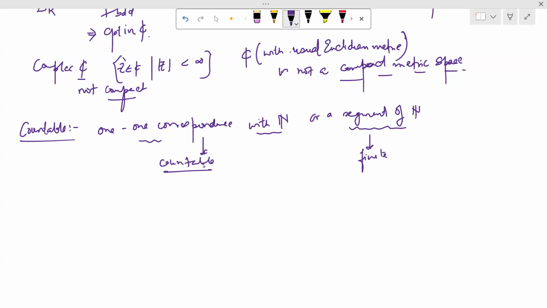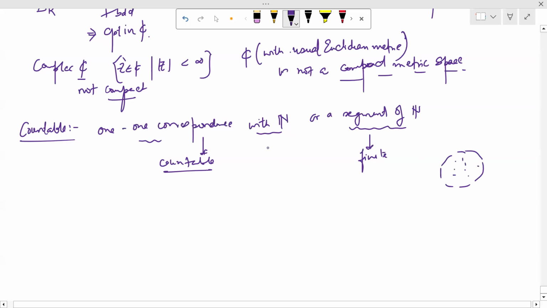But even if the sets are infinite, we'll say that sets are countable if there is a one-to-one correspondence with N. A finite set is fine. If there are some numbers here, I can always associate it with some segment of natural numbers. But the point is this: infinite sets, whether they are countable or uncountable, how do we define them? If we are making a correspondence with N, then we say that sets are countable. Otherwise, sets are uncountable.